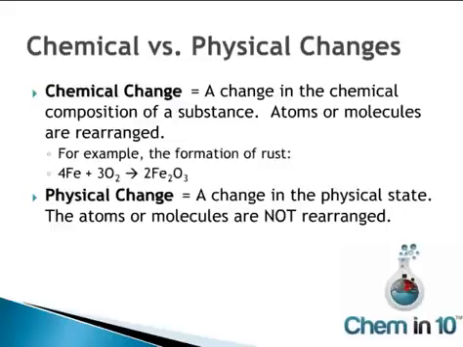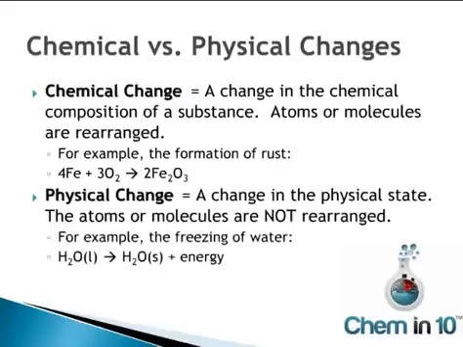An example of a chemical change is the formation of rust. Iron reacts with oxygen to form iron(III) oxide. An example of a physical change is the freezing of water.